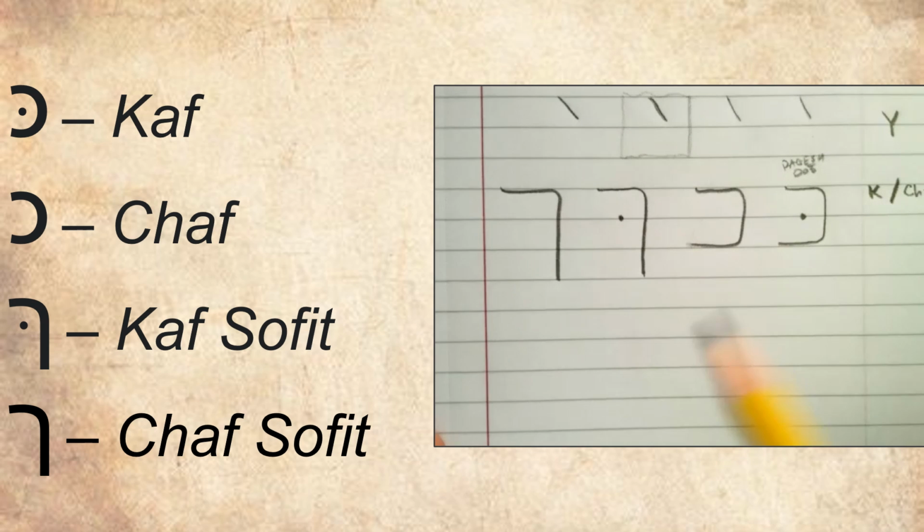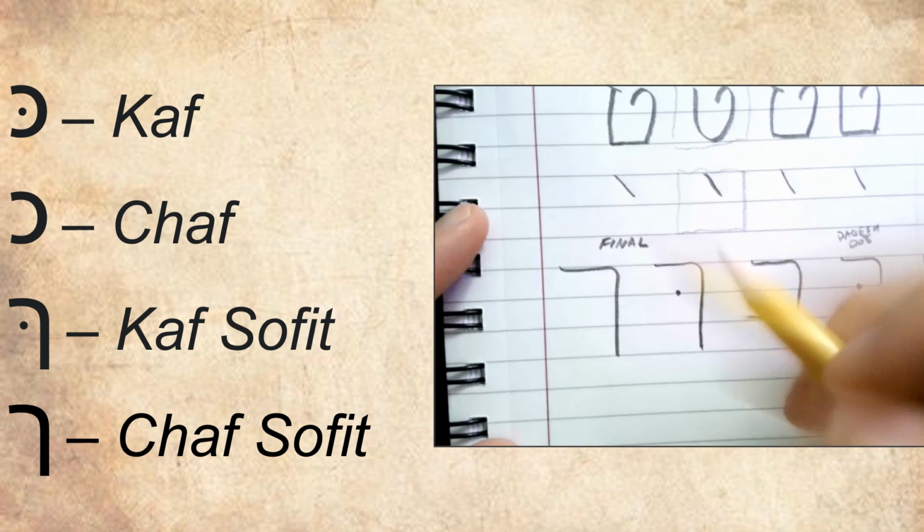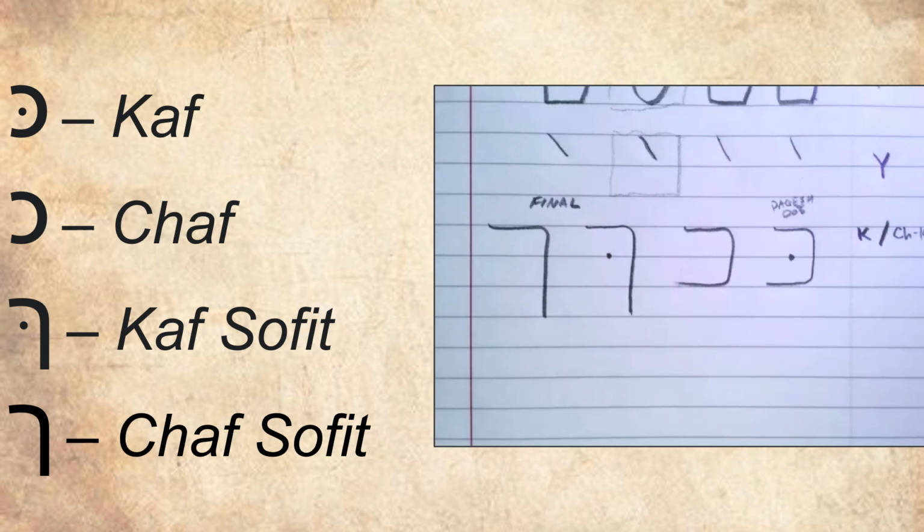Okay, these letters that are known as sofit means final forms. So I'm just going to write up here, final. Okay, what does this mean?